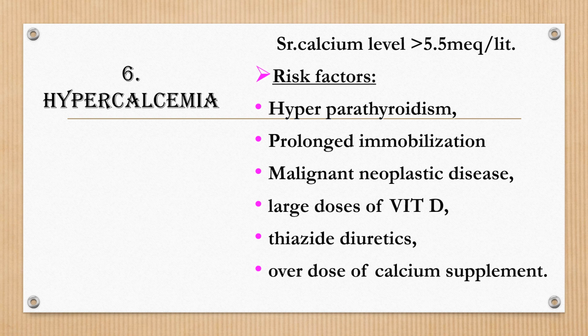The next is hypercalcemia. Hypercalcemia means the serum calcium level is more than 5.5 milliequivalent per liter. The risk factors of hypercalcemia are hyperparathyroidism. Regarding this, we'll learn more about the endocrine system. There are thyroid problems and parathyroid problems. Another is prolonged immobilization; the patient will be confined to bed for a longer period. Then malignant neoplastic disease, large dose of vitamin D administration, thiazide diuretics, then overdose of calcium supplement. These are the things that lead to hypercalcemia.